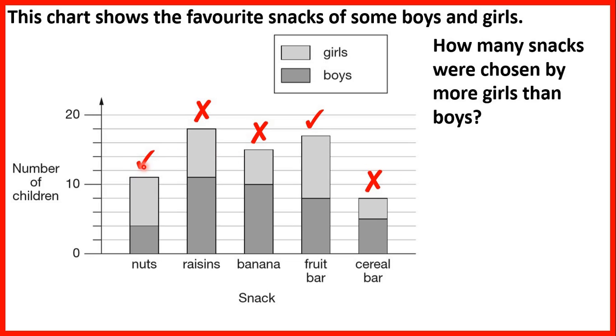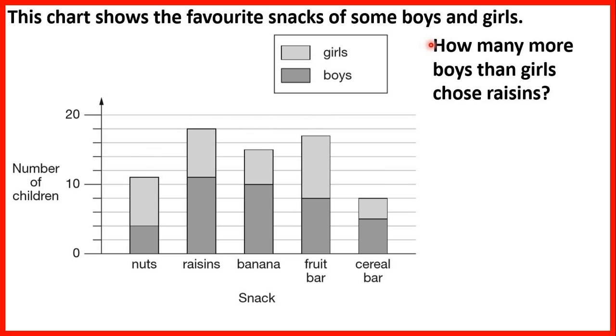So altogether that's nuts and fruit bar, so that's 2 snacks chosen by more girls than boys. Now, how many more boys than girls chose raisins? So we can look at our bar for raisins, and this time we need to know the number of boys and the number of girls so that we can find the difference.